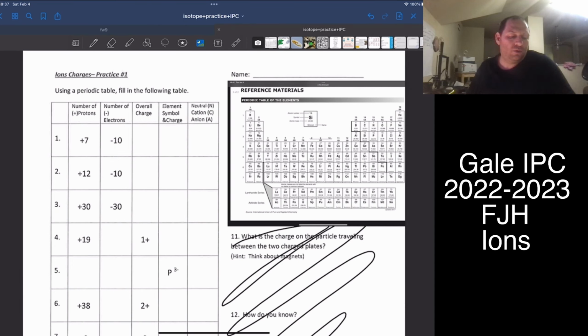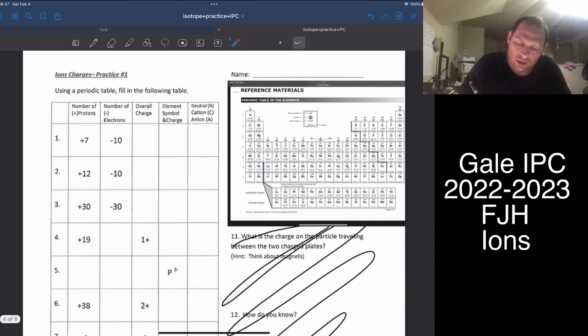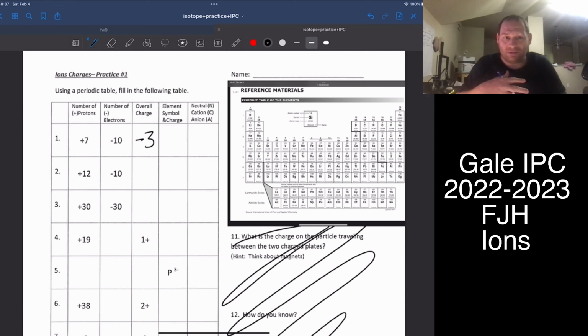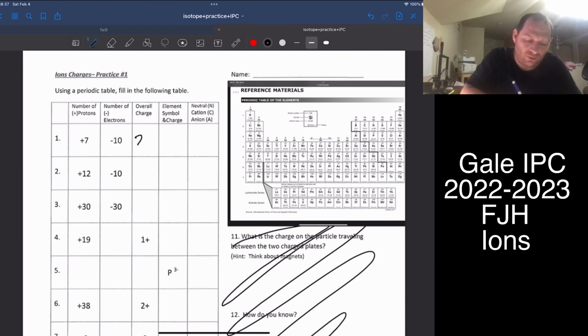Let's see. Number one, we have 7 protons. Well, that means we got nitrogen here, and 10 electrons. All right, so plus 7 minus 10. Our overall charge is minus 3. Except I don't want to write minus 3. It needs to be 3 minus. Why we write it that way in chemistry, I honestly don't know. It's just the way we do it.